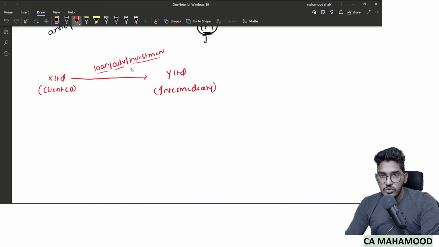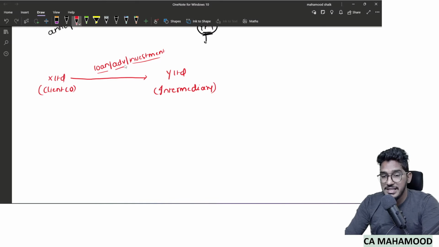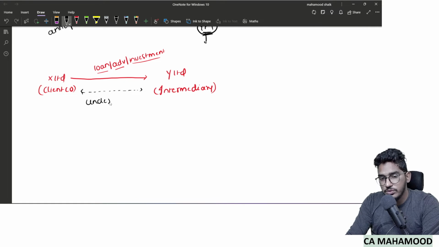Understood? So no funds should have been given either as a loan, advance or investment by your client company to another person or entity or foreign entity, which we call the intermediary. Now the next part, what does that say? With the understanding. Now there is an understanding between whom and whom? There is an understanding between the client company and this intermediary. It is nothing but a mutual understanding between the two.